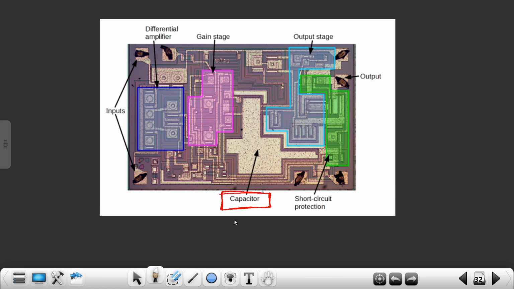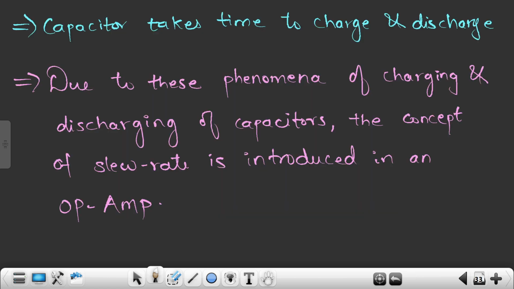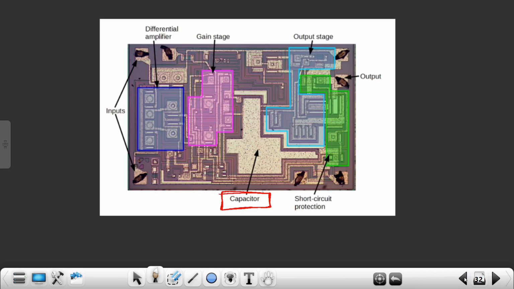But when we specifically talk about the capacitor or the capacitive network, what we really know is that this block is responsible for holding the charges. So basically a capacitor takes time to charge and discharge, right? So this factor of time is getting introduced because of this capacitive network. Due to this phenomenon of charging and discharging of a capacitor, the concept of slew rate is getting introduced into an op amp circuit.